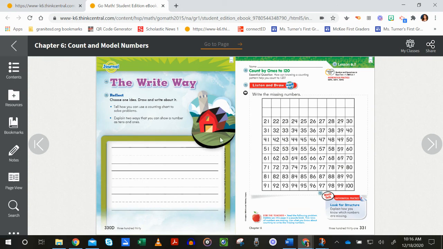And then we are going to jump into lesson 1, which is just counting by ones. So go ahead and do that on your GoMath and you should be good to go.